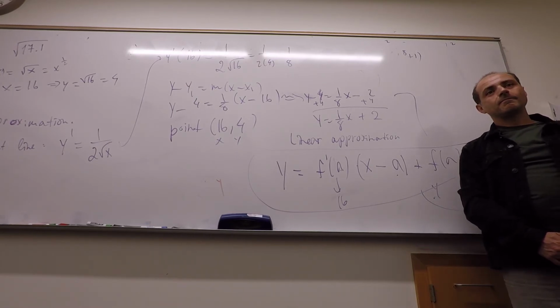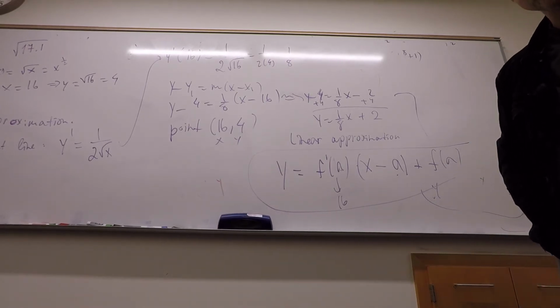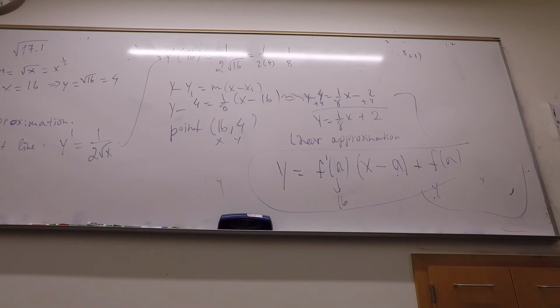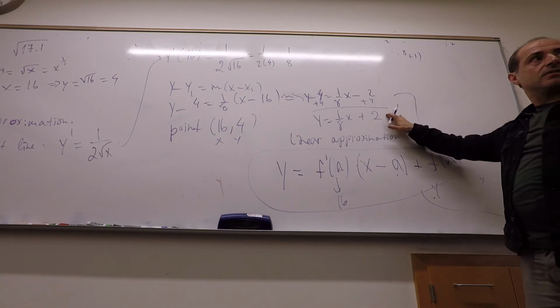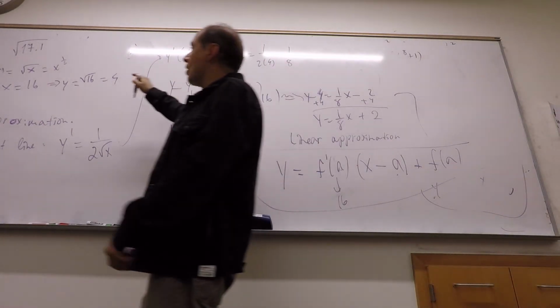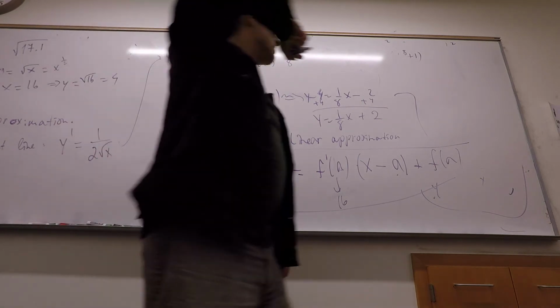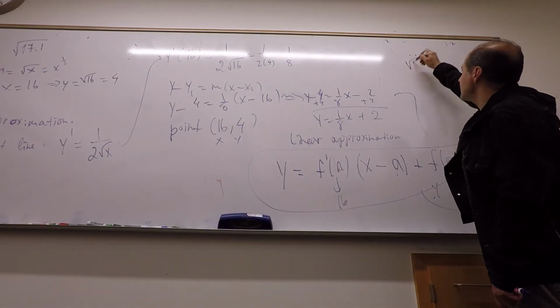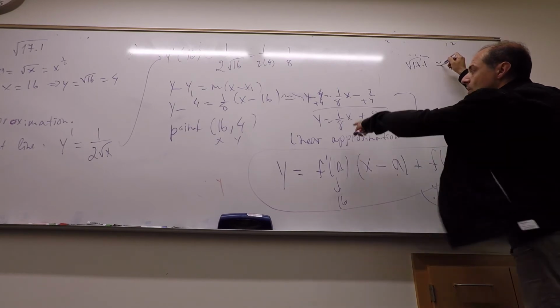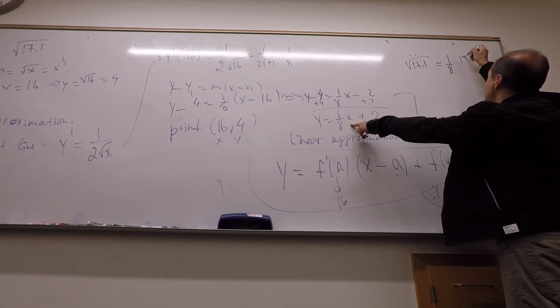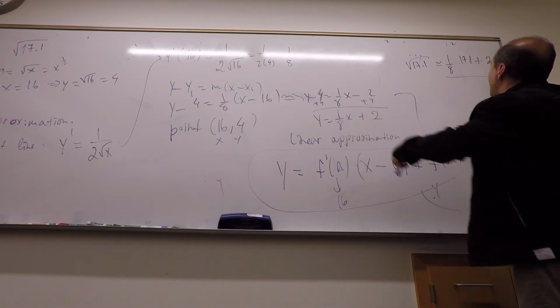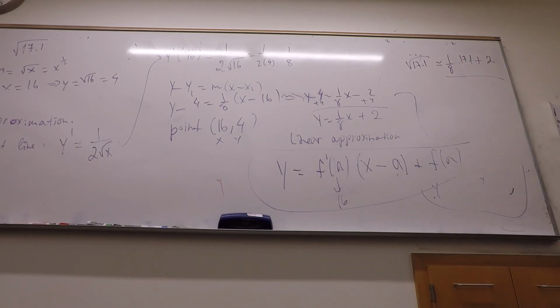Which one is less likely to cause mistakes, less steps? Either one, you're likely to make mistakes if you're not careful. So we would plug 17.1 in for the x right there. We're not done, let's continue. All you need to do is plug your 17.1 in here. So this is approximately 1/8 times 17.1 plus 2. And whatever you get, that is your linear approximation.